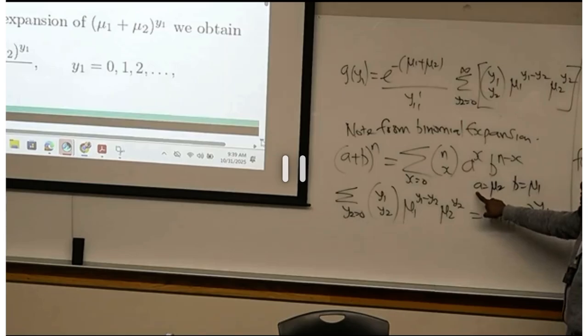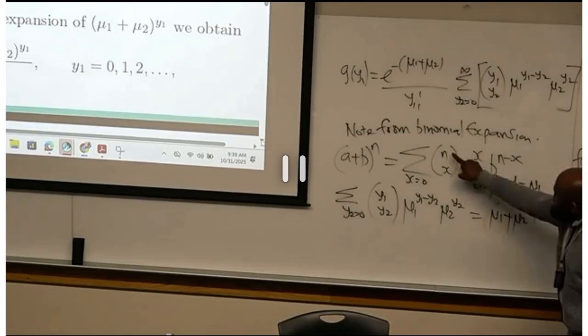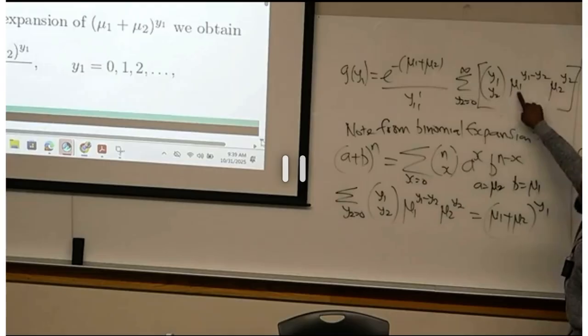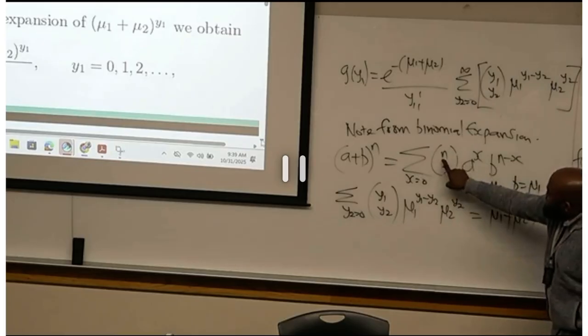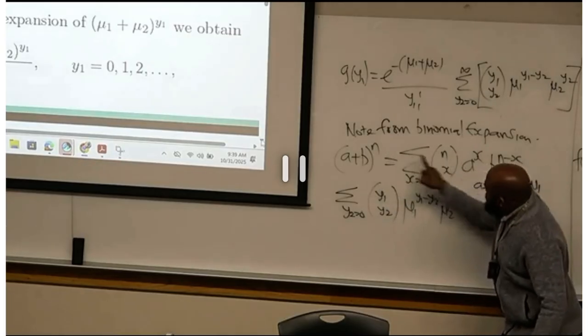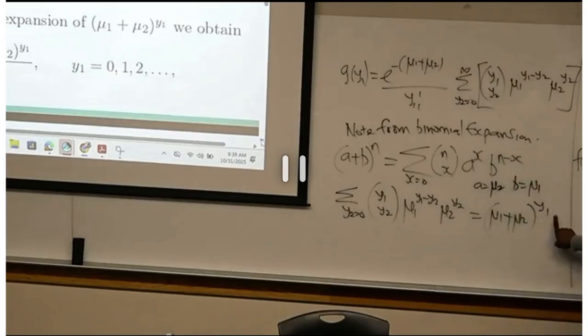Can you see that? B is carrying different between this and this. And it is mu1 that is carrying different between that. Can you see that? And that is why I say, oh, that. And what is your N? What is N? We said this is the power N. What is the N? Y1. That's why you see raised to power Y1.